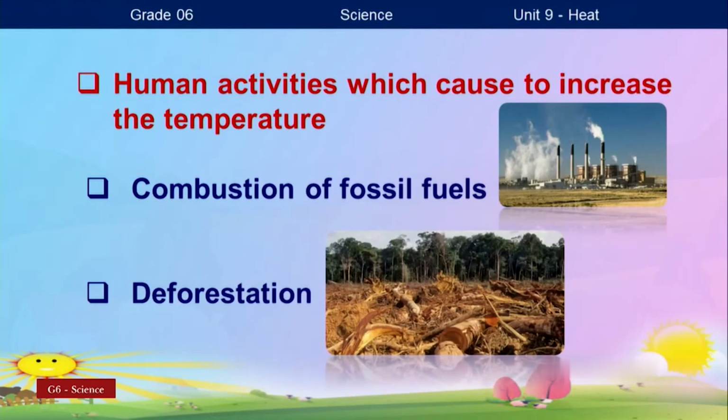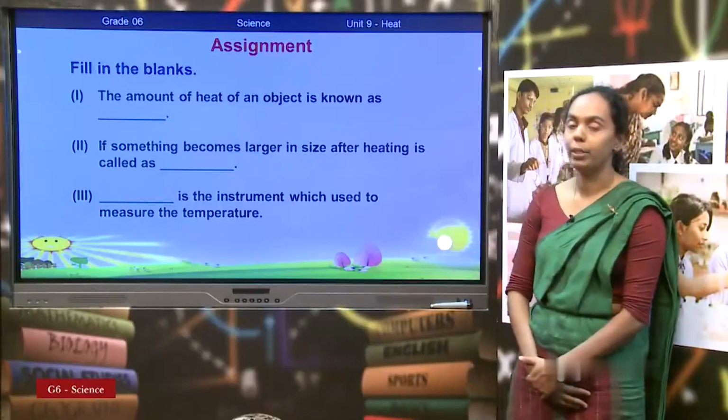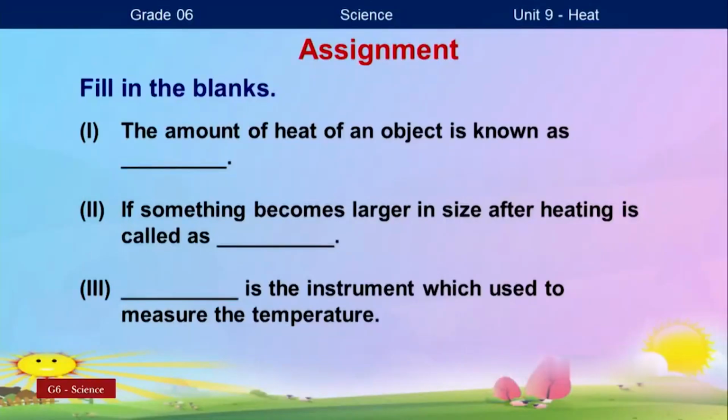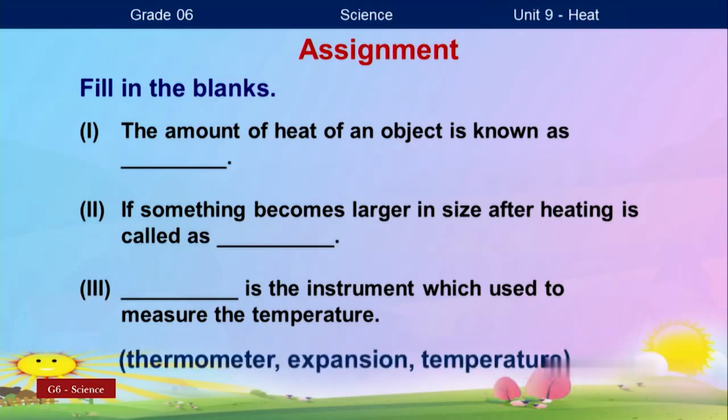Let's do a simple assignment. Okay, now you can fill in the blanks. The first question is: the amount of heat of an object is known as what? You can find the answers here. The second one is: if something becomes larger in size after heating, it is called what? The third one is: the instrument used to measure temperature.